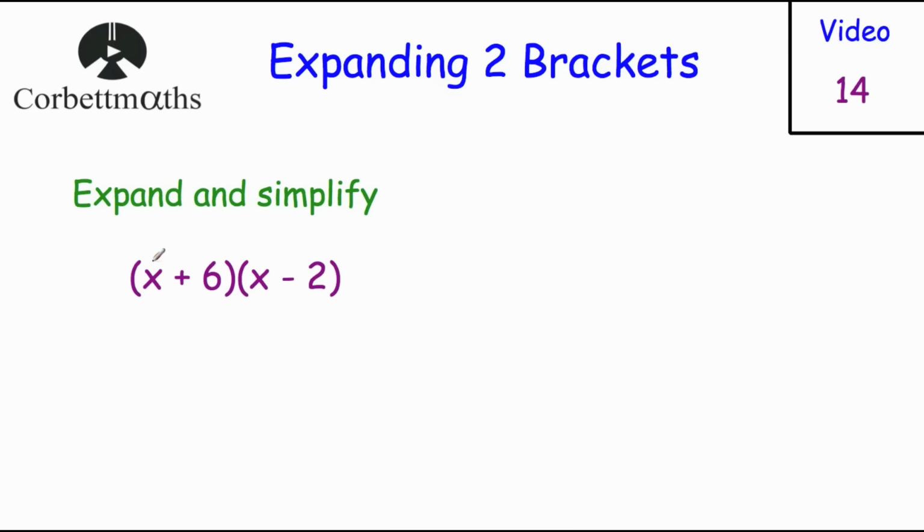I take my first term, my x, and I do x times x. So x times x is x squared. Then I do my x times minus 2, and x times minus 2 is equal to minus 2x. So 6 times x is 6x, so plus 6x. And then we've got 6 times minus 2, and 6 times minus 2 is equal to minus 12. So whenever we expand these brackets, we get x squared minus 2x plus 6x minus 12.